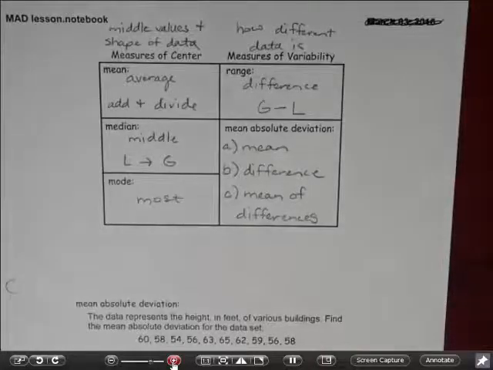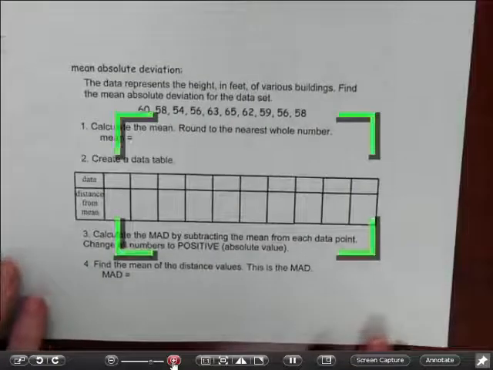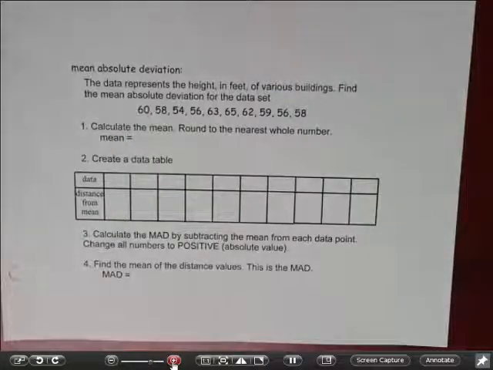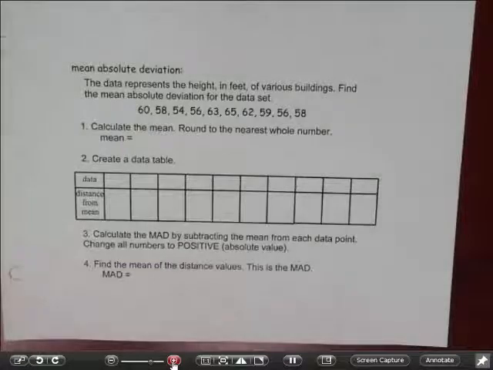Now what I did when I created this notes page is I wrote the first one out in great detail. Okay, after that I kind of skinnied it down, and I'll skinny it down each time so that we get some practice with it. But this says, the data represents the height in feet of various buildings. Find the mean absolute deviation for the data set.